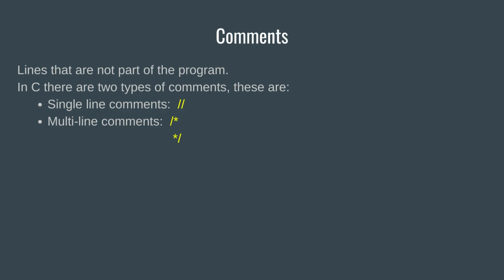Our next topic is comments. Comments are lines that are not part of our code, meaning when the compiler is executing the program, it will ignore these lines. Comments can be anything and in any language, like English, Hindi, or whatever language we choose. There are two types of comments. First is single line comments, for which we use double slash, and then multiple line comment, for which we use a slash and a star at the start and a star and a slash at the end.